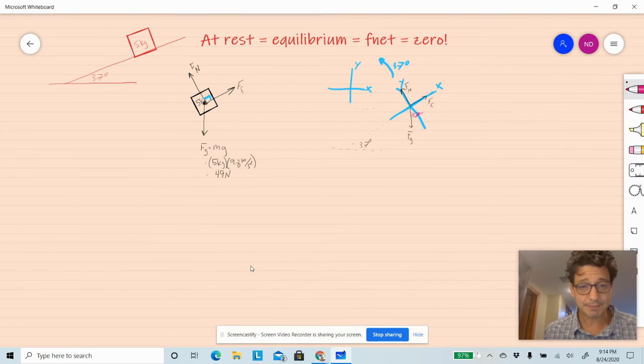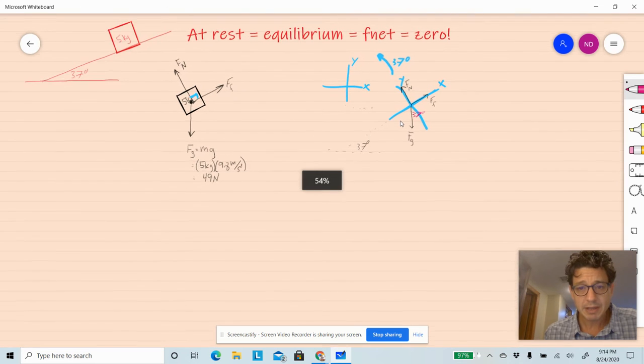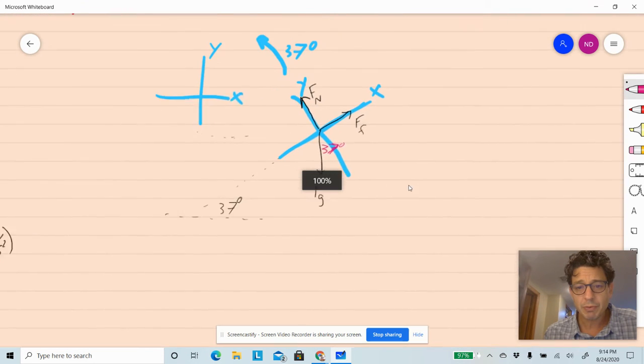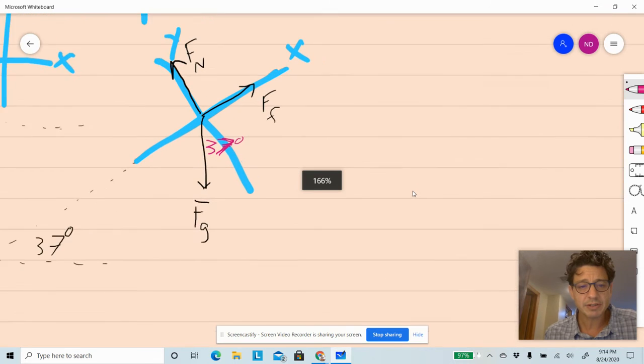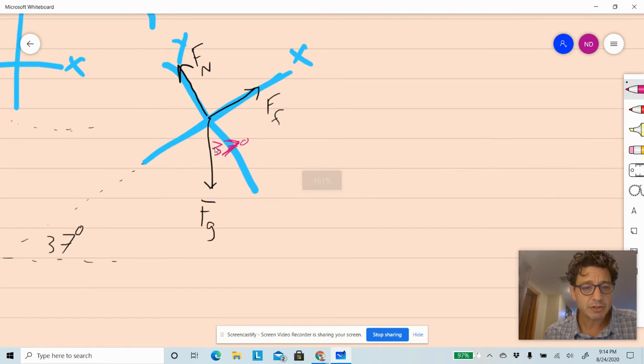Okay, back at it. Let's get back to this problem here. We get this 5 kilogram mass that's at rest on a ramp at 37 degrees. We need to figure out the force of friction. But the key thing is on a ramp, we are going to rotate our axes.